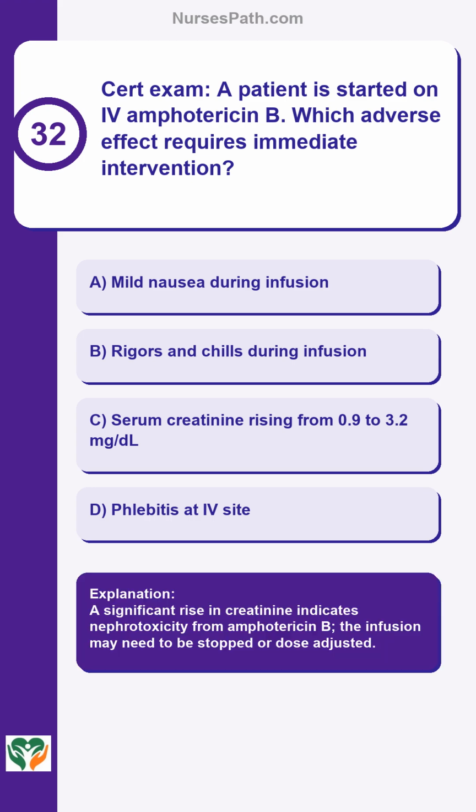A significant rise in creatinine indicates nephrotoxicity from amphotericin B. The infusion may need to be stopped or dose adjusted.